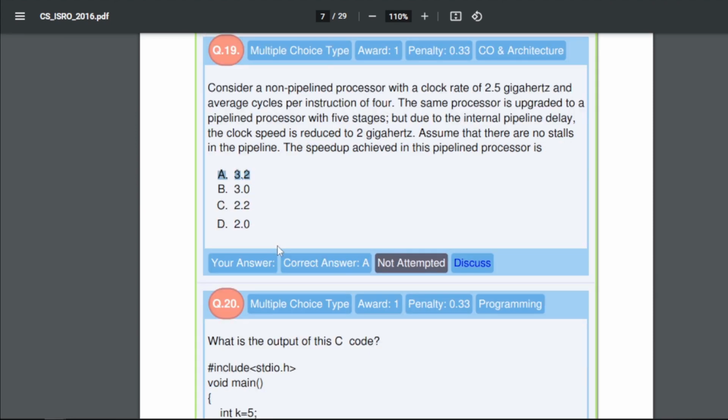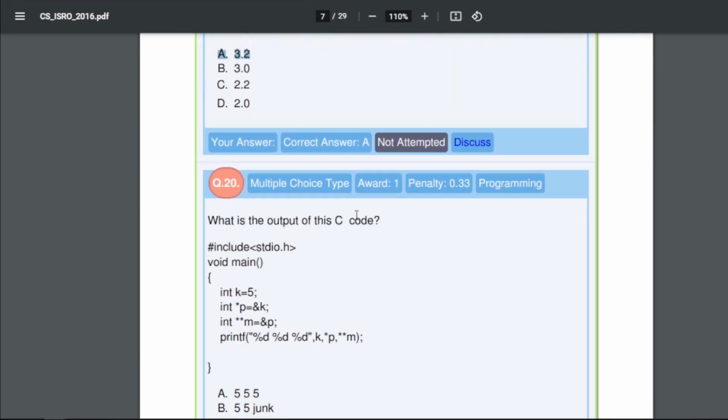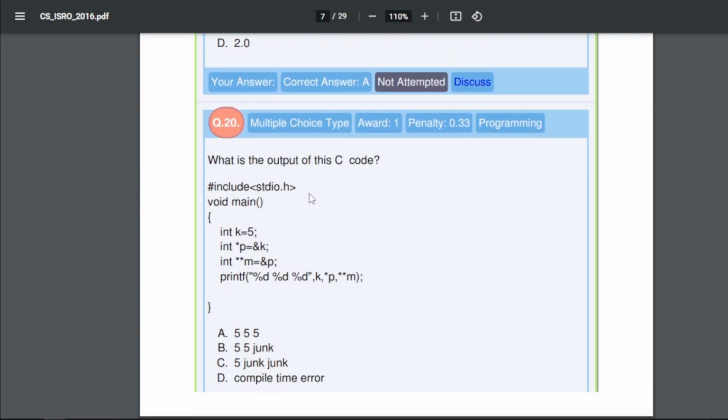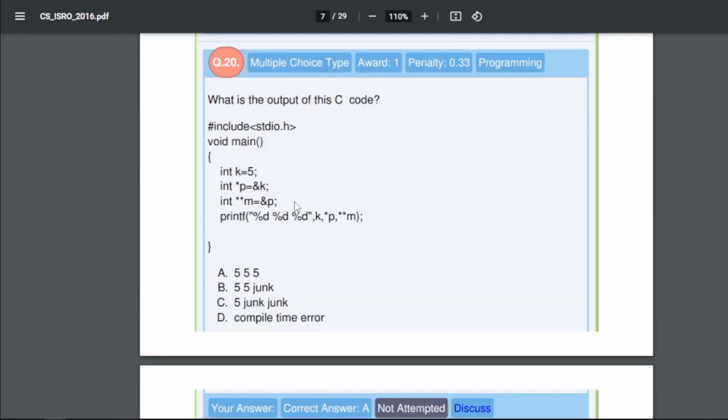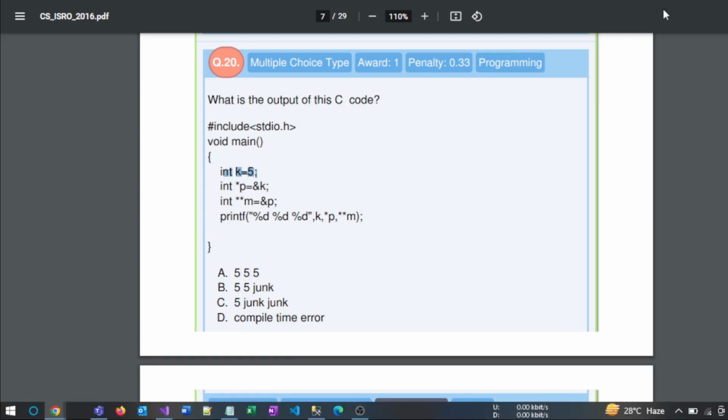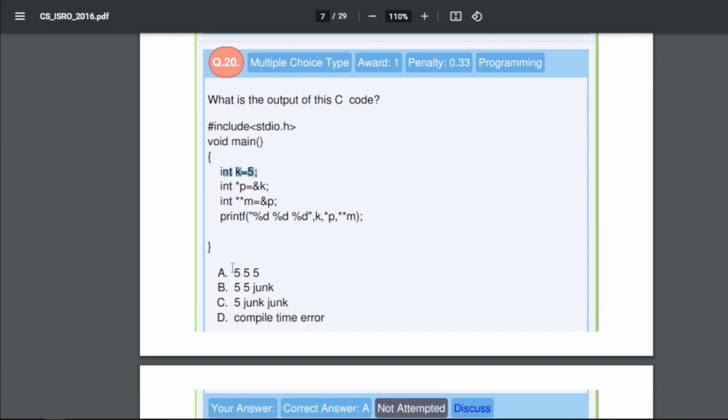Now the next question is a multiple choice question. What is the output of the C code? Here you are given a C program. You can see there is an integer variable, then there is a pointer. So this is a program on pointers. Now you have to find the output of the program. If you solve this, you will get the output as 555.